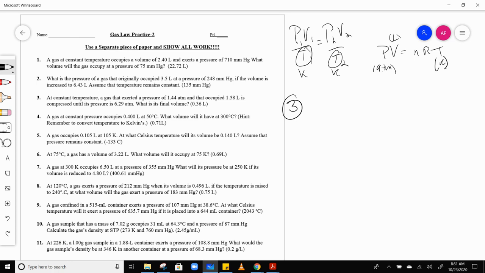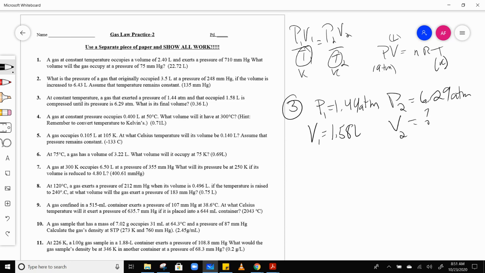Number 3, at a constant temperature. Oh man, all these constant temperatures. It's too easy. At constant temperature, a gas exerts a pressure of 1.44 atm and occupies a volume of 1.58 liters. It's compressed until the new pressure is 6.29 atm. What is the new volume?